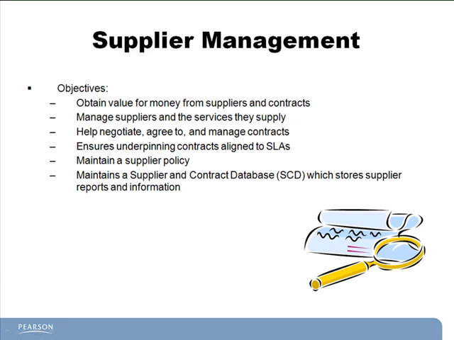The main objectives of supplier management is, first of all, to obtain value for our money from our suppliers and our contracts. Also, the supplier management process manages suppliers and the services that they provide to us. The supplier manager will also assist the service level manager in negotiating, agreeing to, and managing underpinning contracts, and also making sure that the numbers in our underpinning contracts are aligned to the targets in our service level agreements.